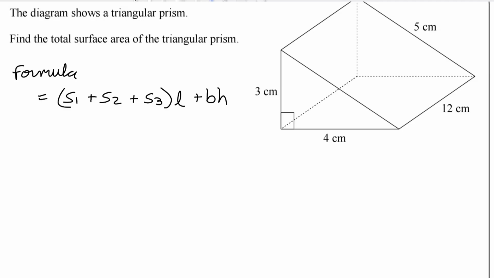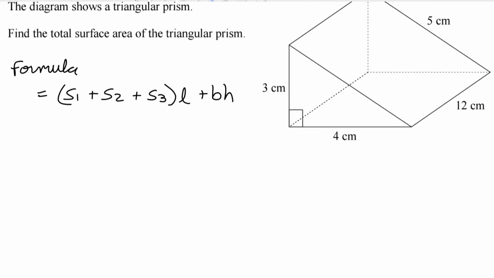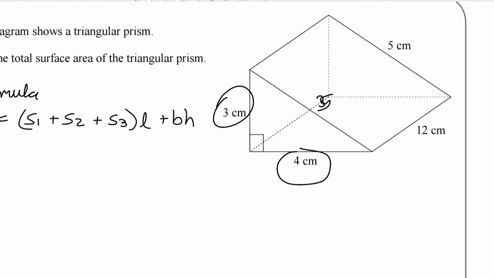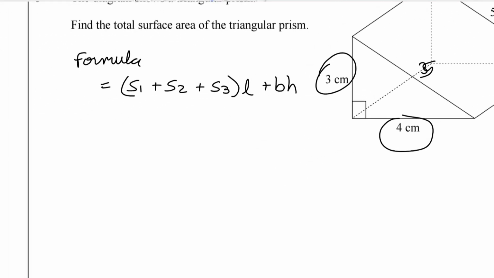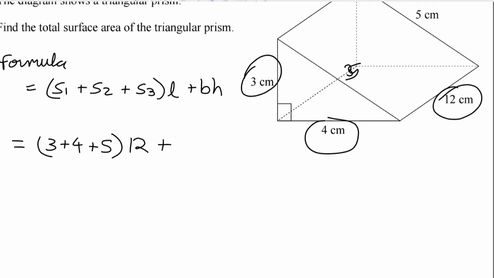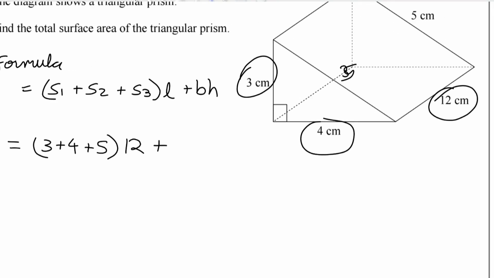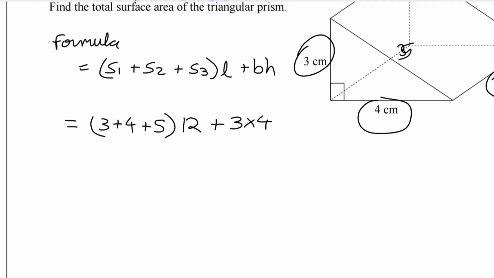If you got this question, this is side 1, this is side 2, and this is side 3, which is 5 centimeter, and the length is 12. So let's try this. Side 1, which is 3, plus 4 plus 5, times 12, plus breadth into height, which is 3 into 4.